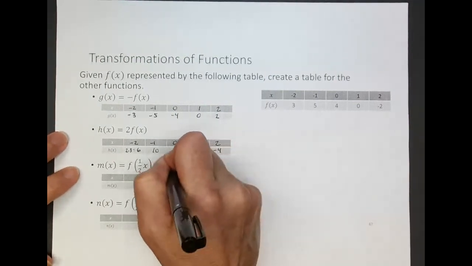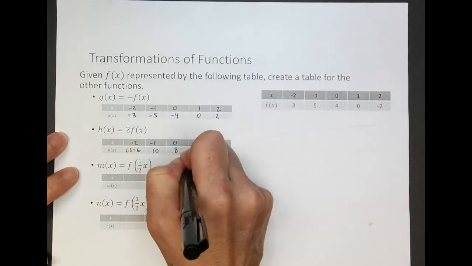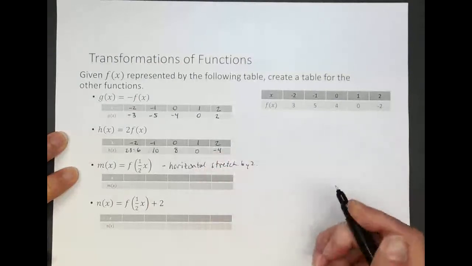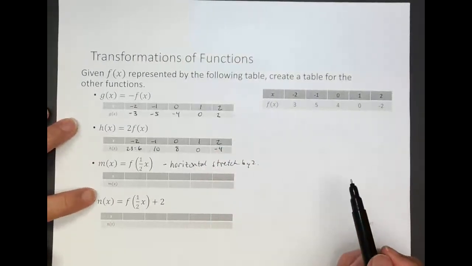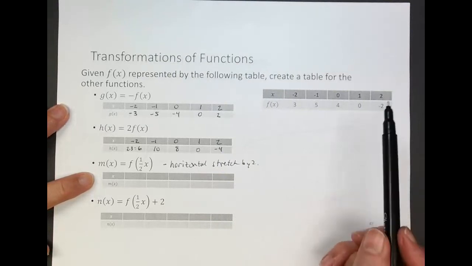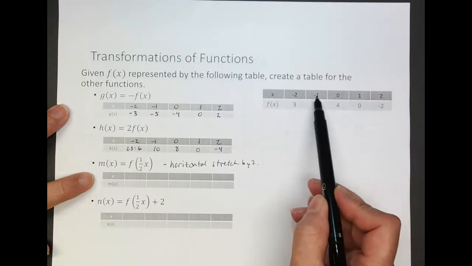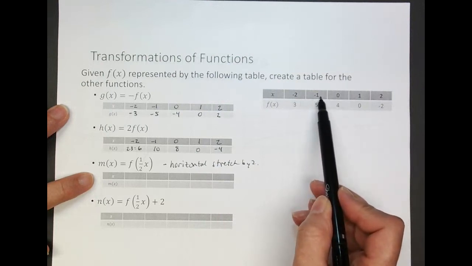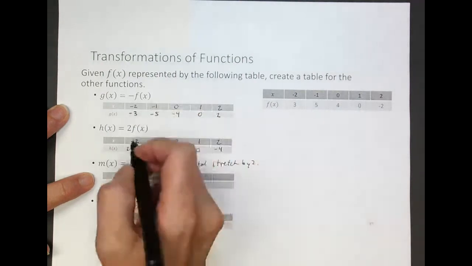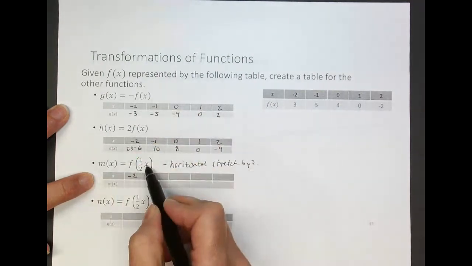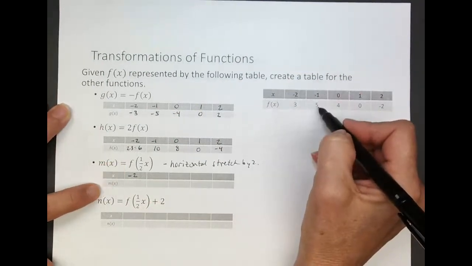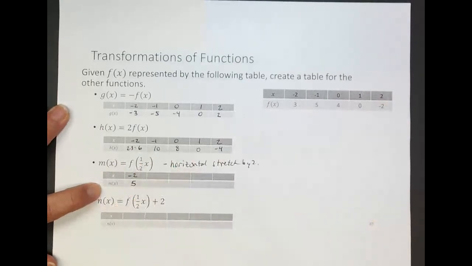I might even make a note because these can get a little bit confusing. Horizontal stretch by 2. All right. So what x is and what m of x am I going to have? Well, let's see. If x is -2, 1/2 of x is -1, and f of x for -1 is 5. So m of x then is going to be 5.